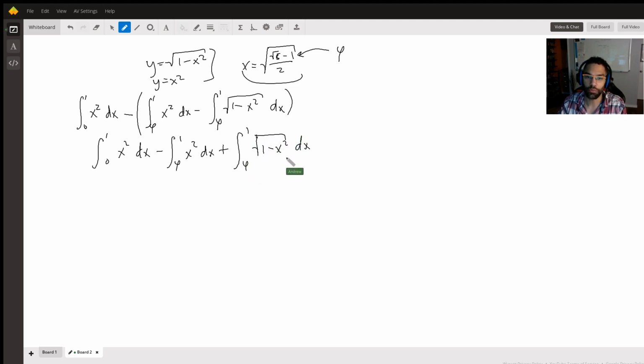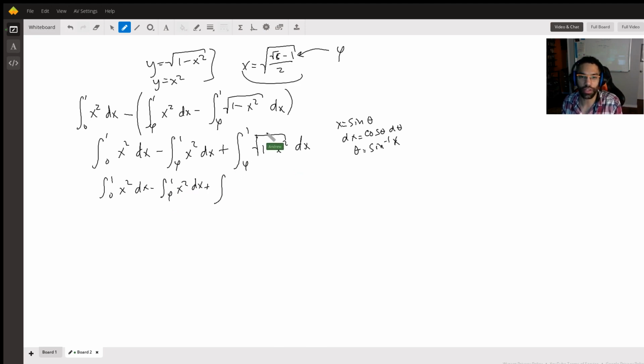This is where we're going to get a little bit of trouble here, trying to evaluate this thing right here. But you might be familiar with something called trigonometric substitution, so that's what we're going to do. We're going to let x in this integral here equal the sine of theta, which means that dx equals cosine of theta d theta. And theta in this case equals the arc sine or inverse sine of x. All right, so we're going to rewrite that with that substitution in mind.